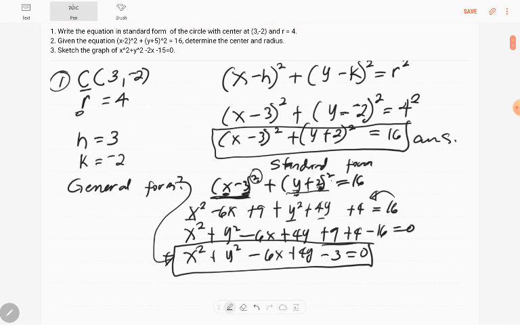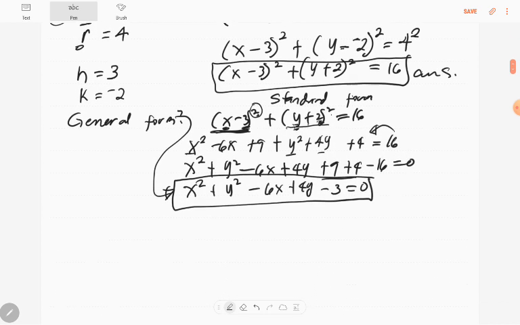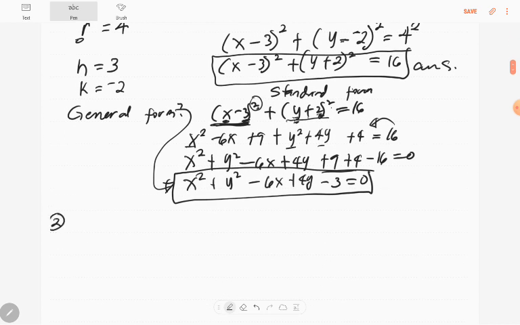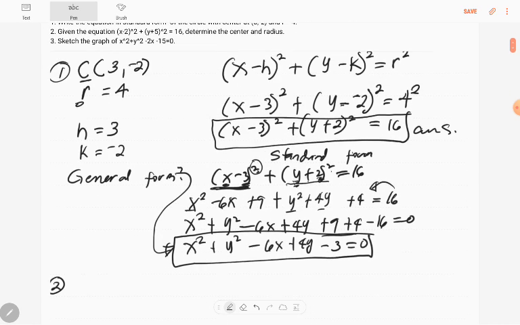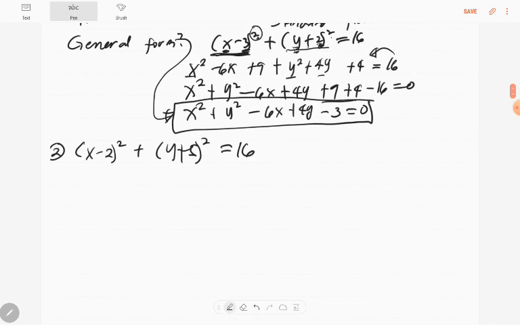Now we'll go to the second part of the given. Given the equation (x - 2)^2 + (y + 5)^2 = 16, you're asked to determine the center and the radius. For number 2, I just have to rewrite the given, that is (x - 2)^2 + (y + 5)^2 = 16. You are asked to find the center and the radius.